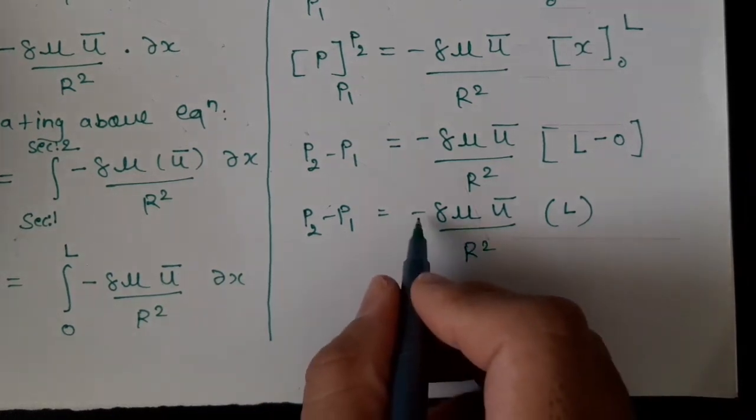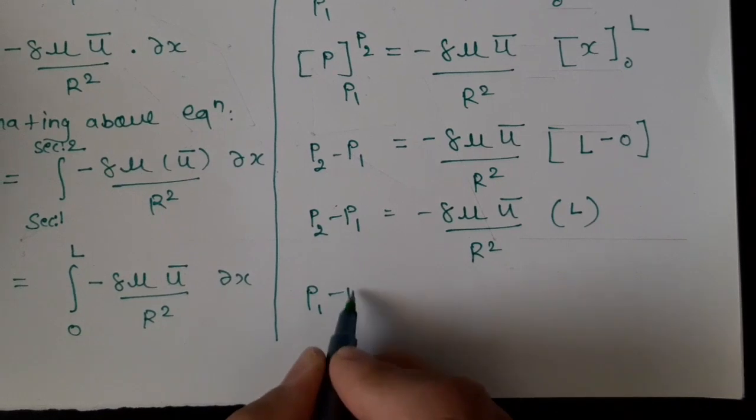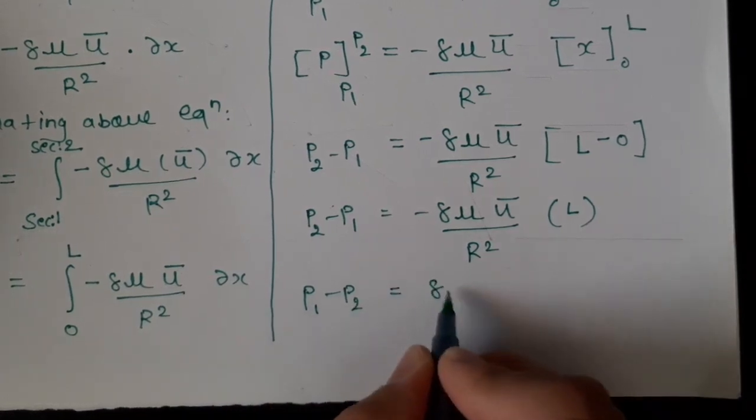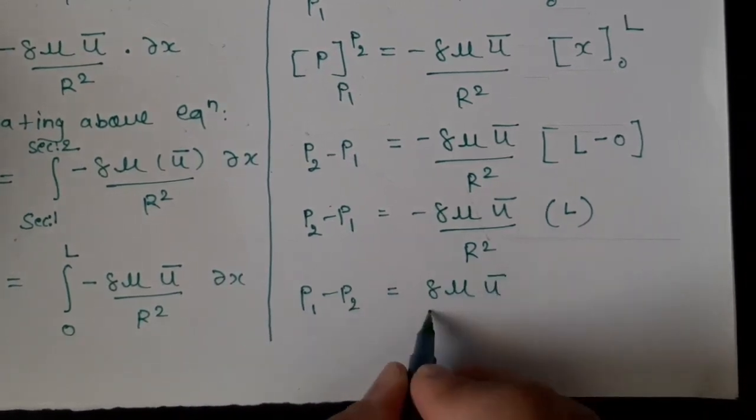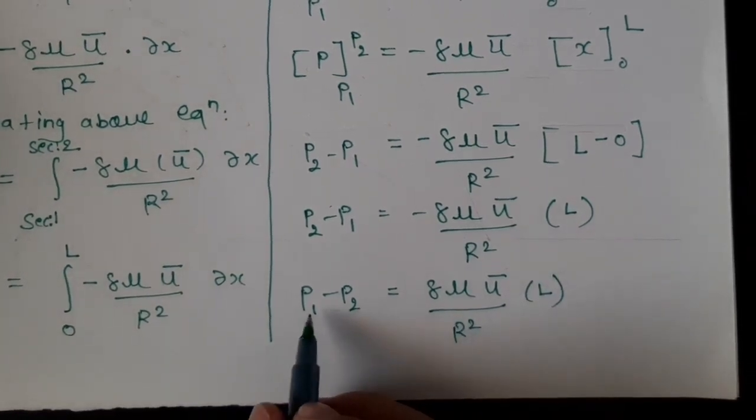So this is the minus sign. Multiplying the whole equation by minus, we get P1 minus P2 equals 8 mu U bar upon R square into L. So this is the pressure drop.